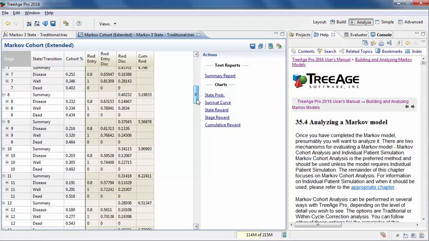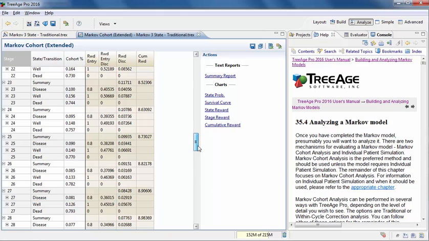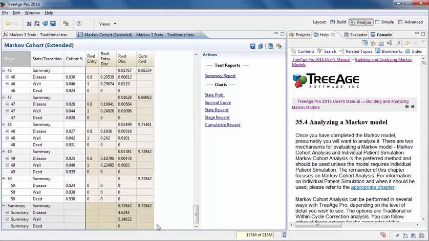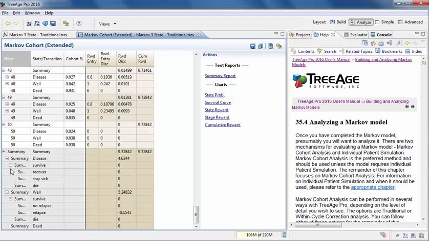Let's scroll down, noticing how the column headings remain fixed. The summary here shows the total accumulations of reward for the entire analysis. The summary is broken down by state and transition. This allows us to examine how much each state and transition contributed to the overall expected value of the Markov model.